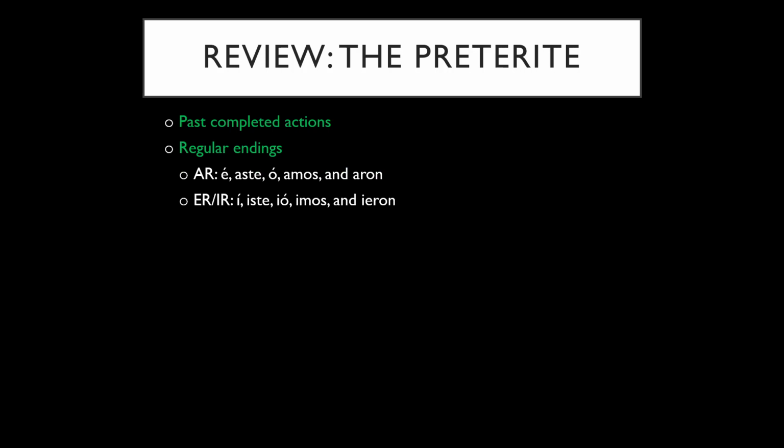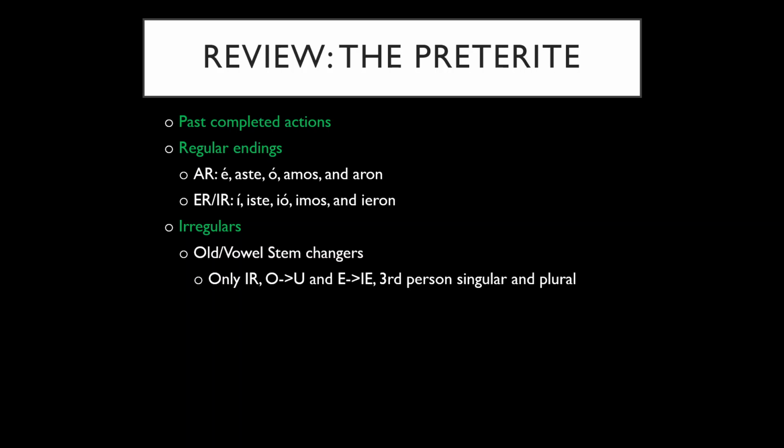Now, with all of the important information you have heard today, here's a short review of important things we covered. The preterite is used to describe past completed actions. The regular endings for AR verbs are aste, ó, amos, and aron. ER and IR verbs work in the same way with iste, ió, imos, and ieron. We have four main groups of irregular verbs in the preterite as well. We have our old vowel stem changers that now only affect IR verbs with O to UE or E to IE and only occur in third person singular and plural forms.